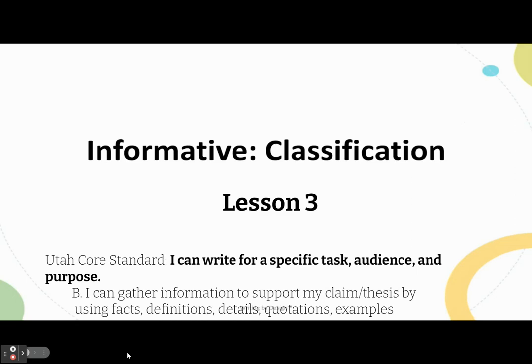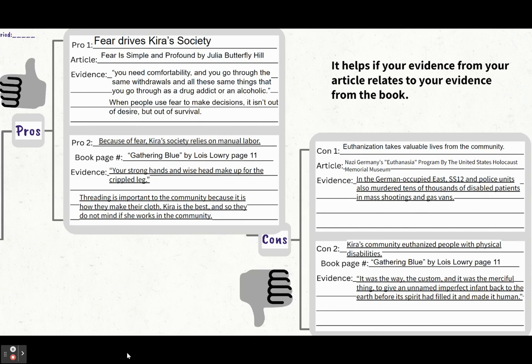Informative classification lesson number 3. Hopefully, yesterday you completed all of your evidence. You got evidence from an article for a pro, you got evidence from the book for a pro, you got evidence from an article for a con, and you got evidence from the book for a con. Remember, it's helpful if these relate because these are going into the same paragraph. So you want your pro evidence to match and your con evidence to be of a similar topic.